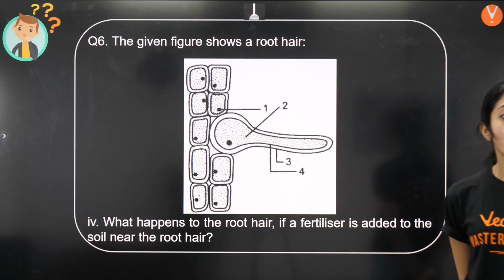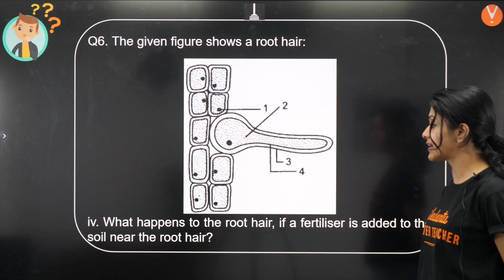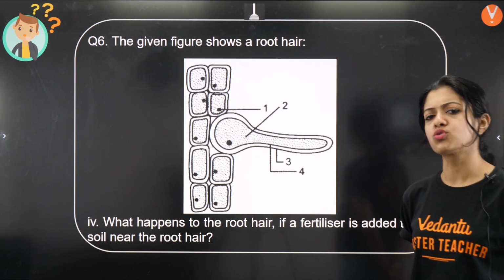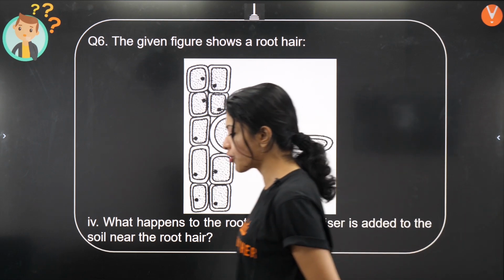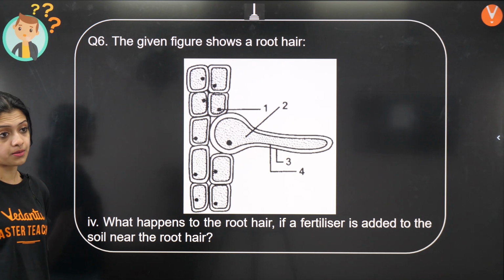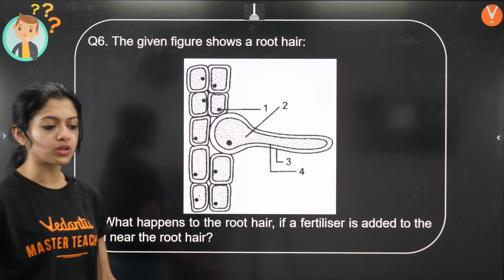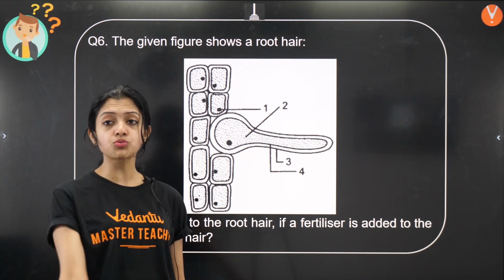Now what happens to the root hair if a fertilizer is added to the soil near the root hair? Apply your common sense. What do you think would happen? You're applying fertilizer near the root hair inside the soil. How do you think the root hair would respond to it? How do you think it would react to it?